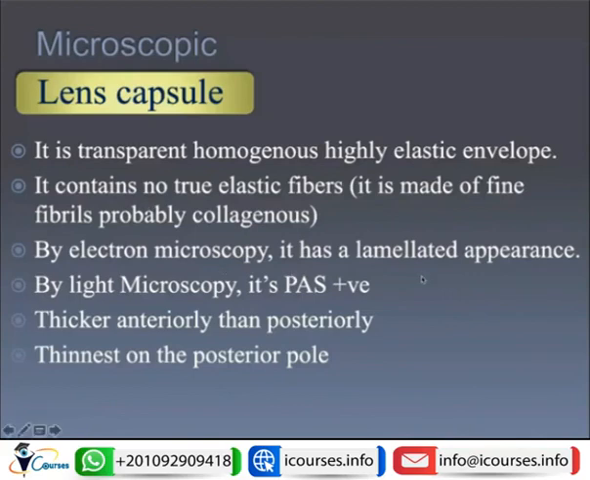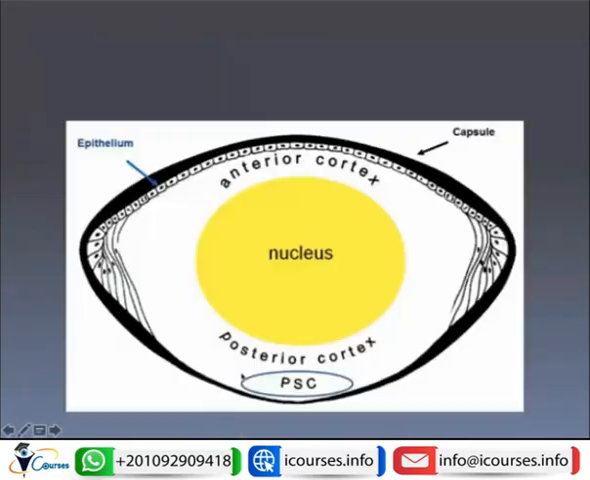With electron microscopy, it has a lamellated appearance, so it appears like an onion. It has layers over layers over layers. By light microscopy, it is periodic acid-Schiff positive, thicker anteriorly than posteriorly, with the thinnest location at the posterior pole. This is very important and very frequently asked in the exam. So the thinnest location of the capsule is the posterior pole. Here is the lens capsule, which is the black one, and as you can see here, the thinnest part is at the posterior pole of the lens.